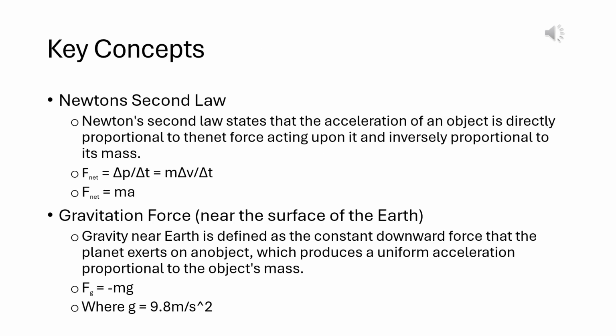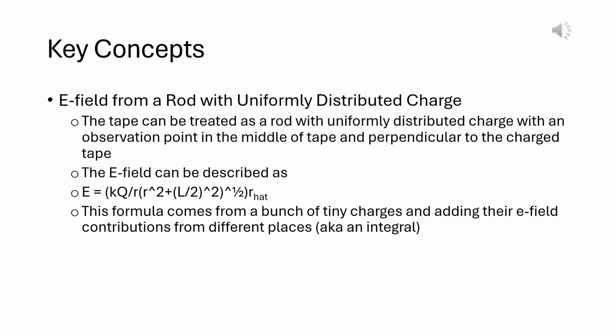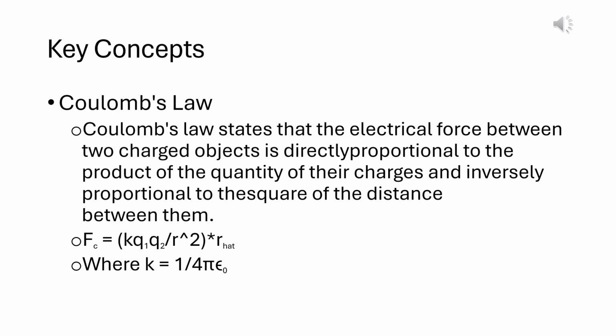The key concepts here are Newton's second law and the gravitational force near the surface of Earth. Another key concept is the E field from a rod with uniformly distributed charge, which is different from the last lab where it was only a point charge. The last key concept is Coulomb's law.